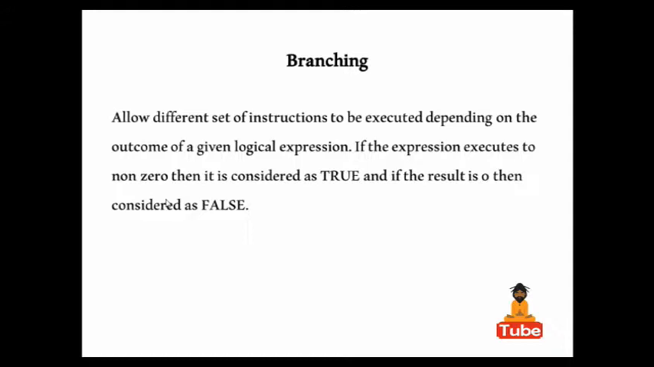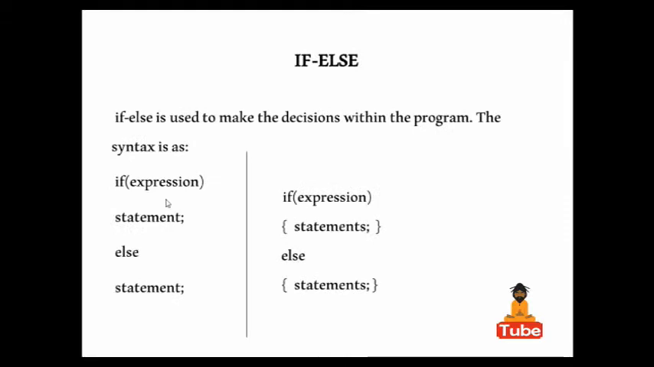Say we want to evaluate during the execution of a program whether a particular condition arises, then we are able to take a decision depending on the outcome of the expression. For this we use if else. If else is used to make decisions within the program. For example, these are the syntaxes. As you are seeing, we can write the expression inside the parentheses given with the if. If this expression is true, then this statement will be executed, otherwise this statement will be executed. That's why we write it as if else.